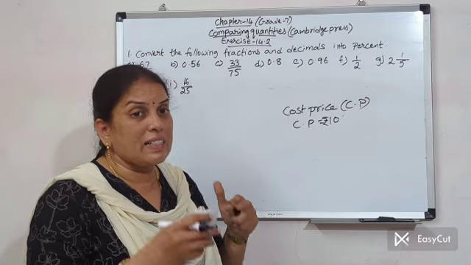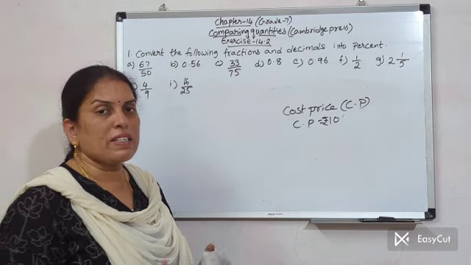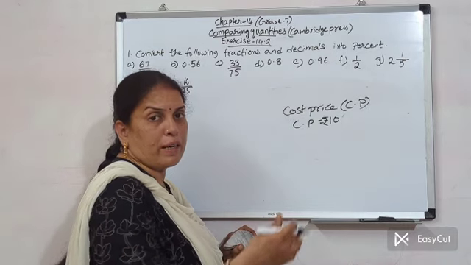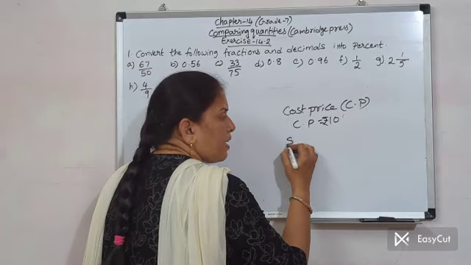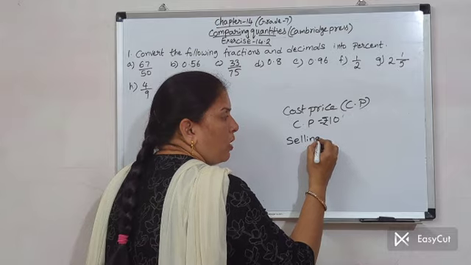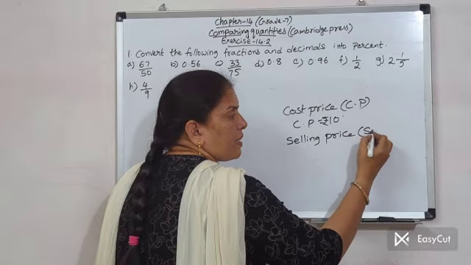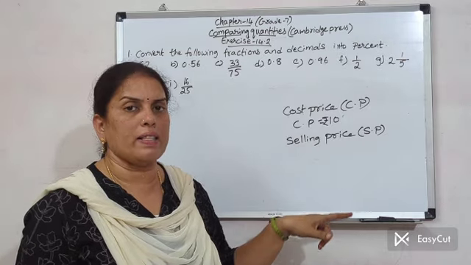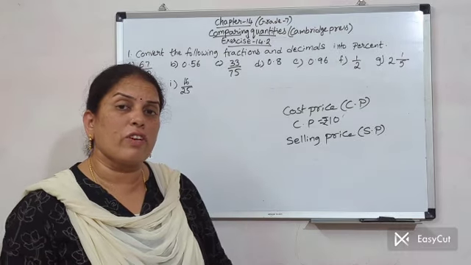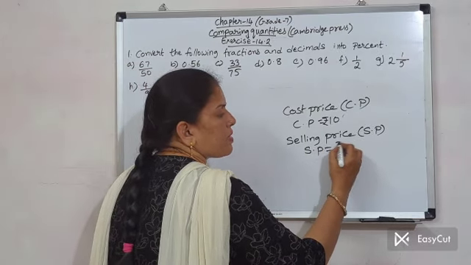I will sell that same pencil to my friend for 12 rupees. How much did I sell the pencil for? For 12 rupees I sold. So, what is the selling price here? How much I sold it for is called the selling price and it is denoted by the letters SP. SP means selling price. What is the selling price of the pencil? SP is equal to 12 rupees.